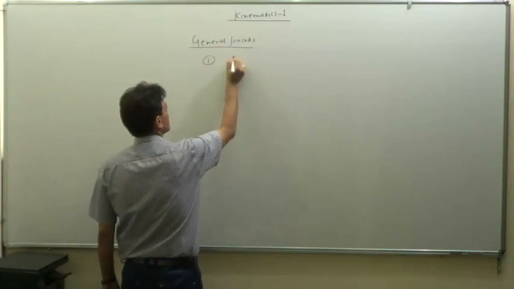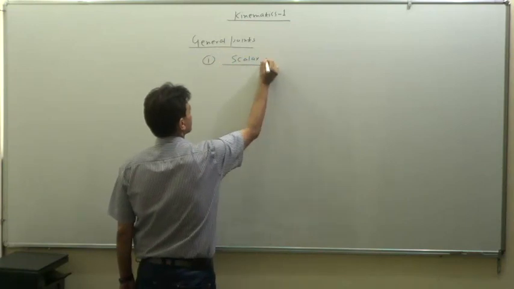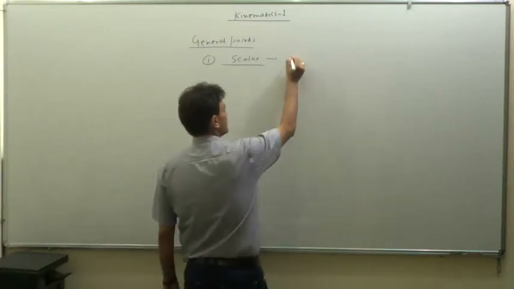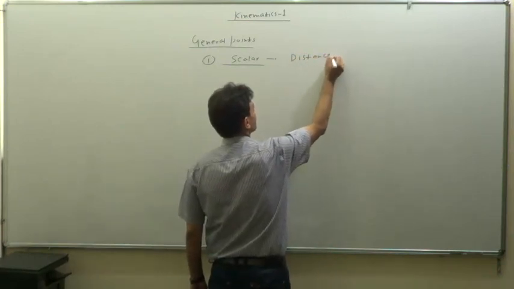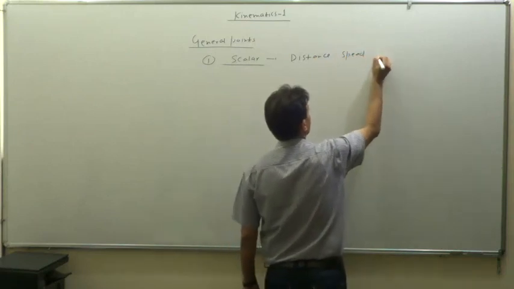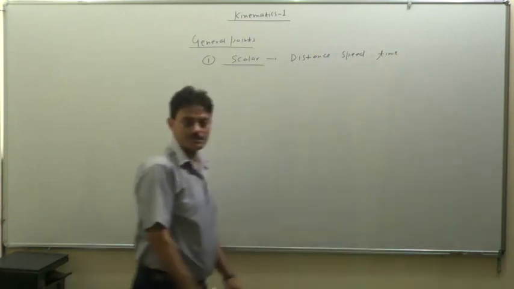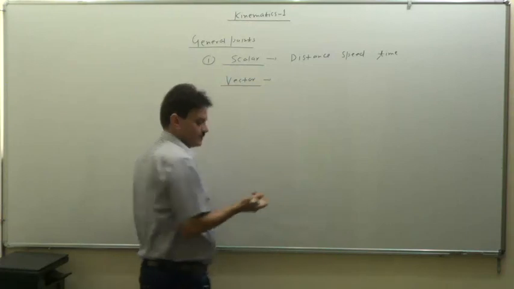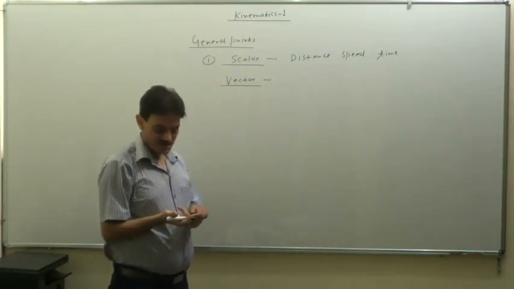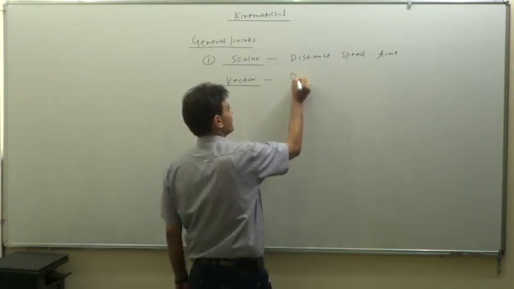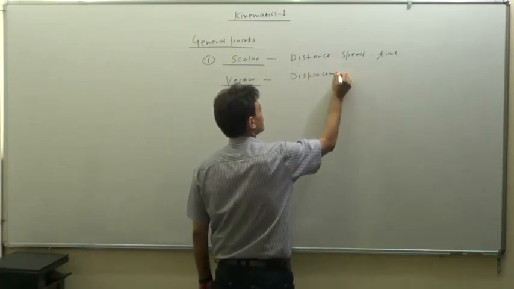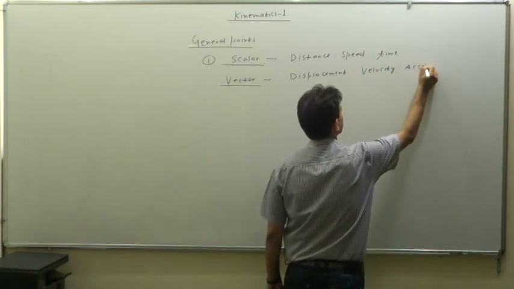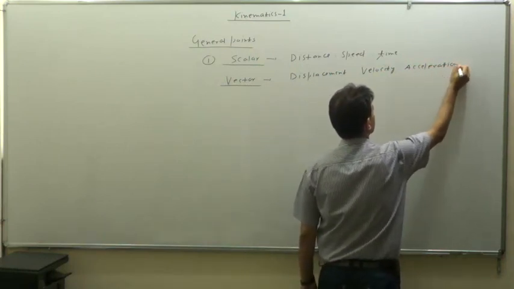in the chapter of Kinematics, scalar quantities are distance, speed, time, right? Distance, speed and time. And the vector quantities are displacement, velocity, acceleration, right? Displacement, velocity and acceleration. Note down this.